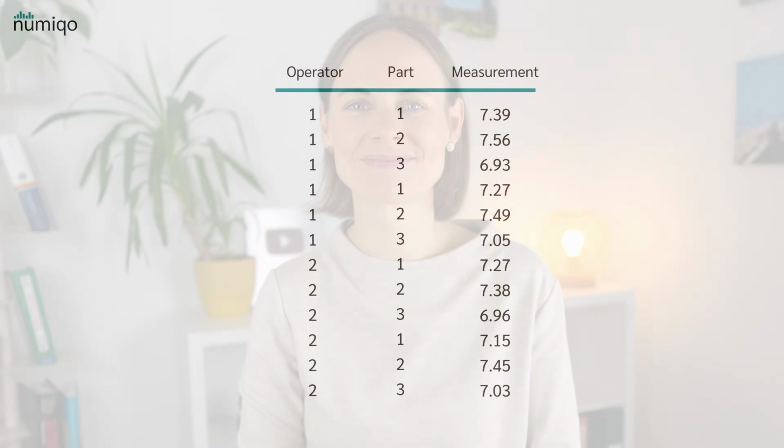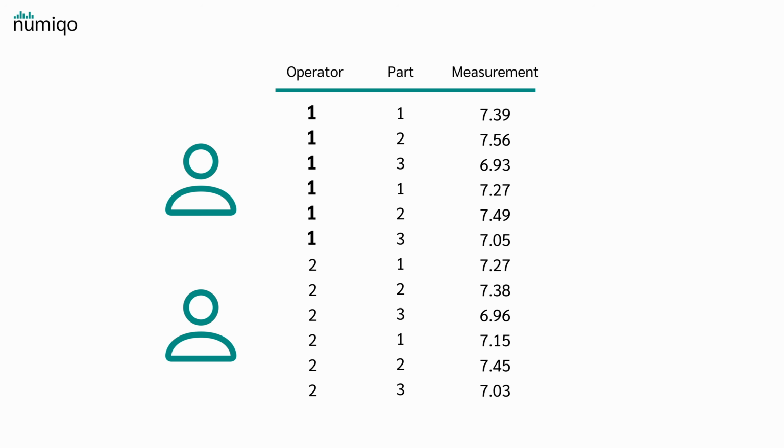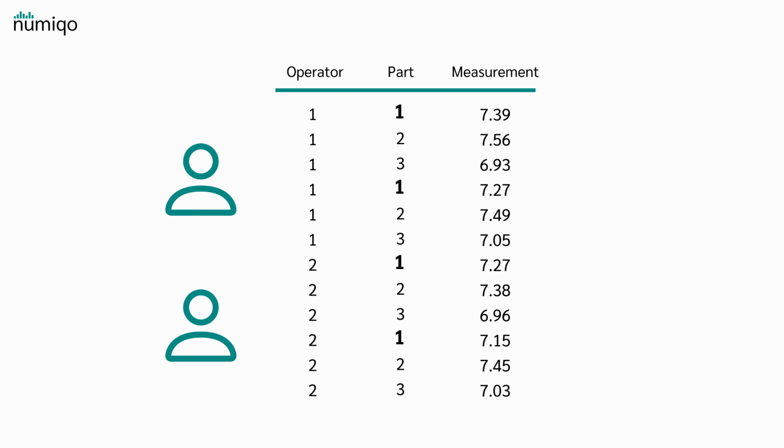Okay, that sounds great. But now we want to know how to calculate a measurement system analysis and how to interpret the results. In order to do this, we first need data. Let's say we have 2 operators, operator 1 and operator 2, and 3 parts, part 1, part 2 and part 3. So in total, each part is measured twice by each operator.